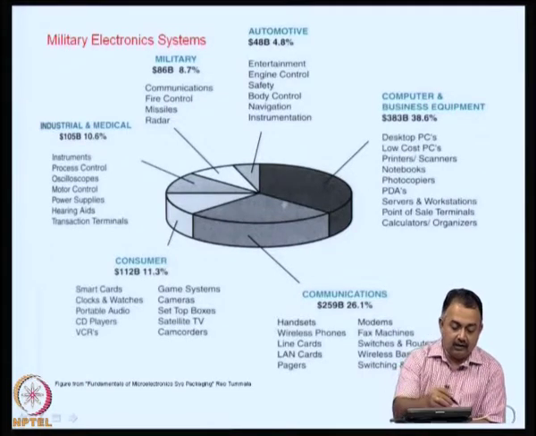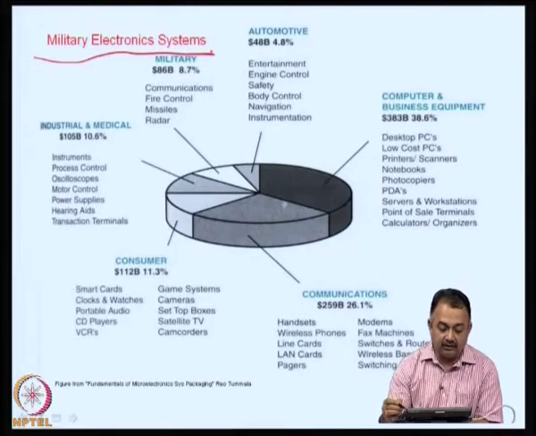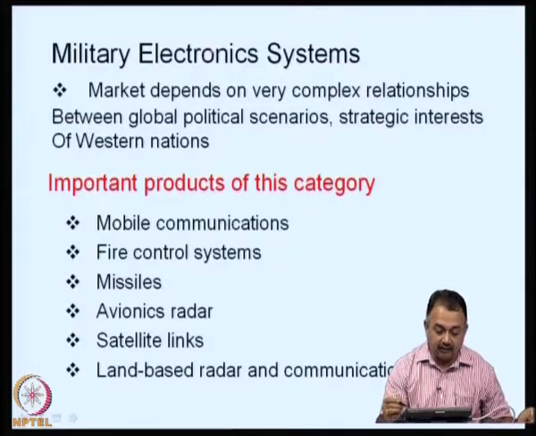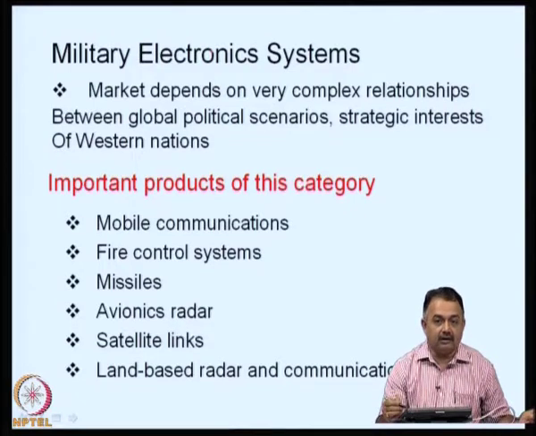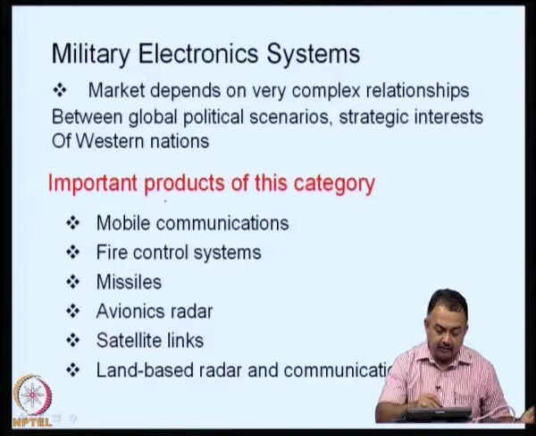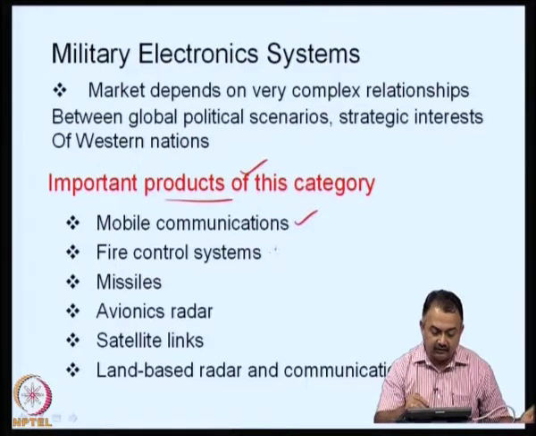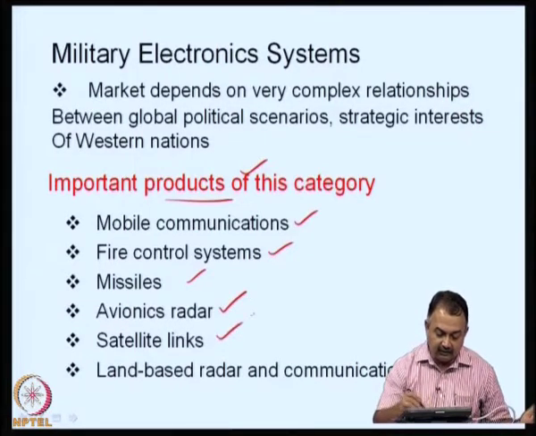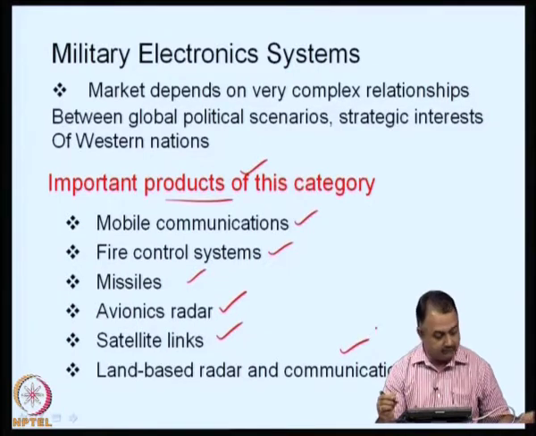Now, we will get into another area which is military electronic systems, and we will see some of the representative products. In military electronic systems, the market depends on very complex relationships between various factors, because the growth depends on the current situation of what kind of military build-up each nation requires. So, the important products in this sector will be mobile communications, fire control systems, missiles, avionics radar, satellite links, land based radar and communication systems.